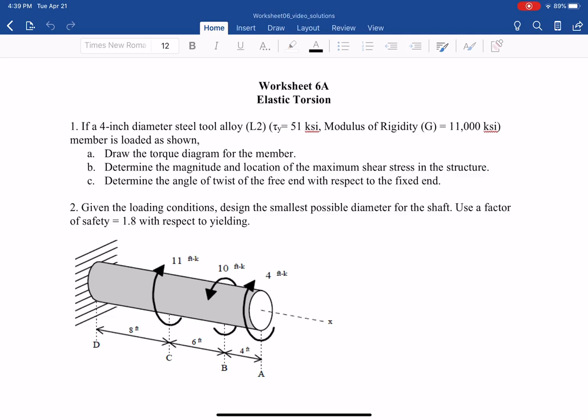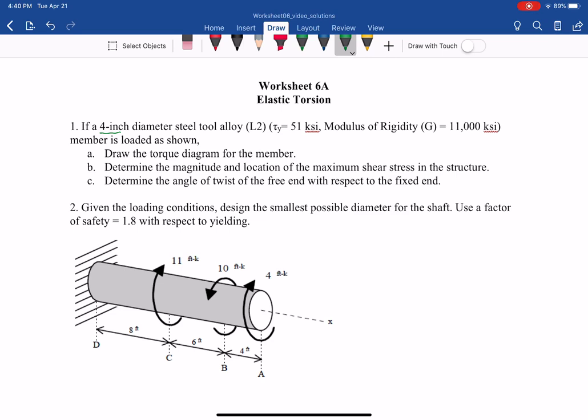Worksheet 6A, elastic torsion. A 4-inch diameter steel alloy shaft is given, with yield shear stress of 51 ksi and modulus of rigidity G of 11,000 ksi. The member is loaded as shown. Draw a torque diagram for the member. Determine the magnitude and location of the maximum shear stress in the structure, and determine the angle of twist of the free end with respect to the fixed end.